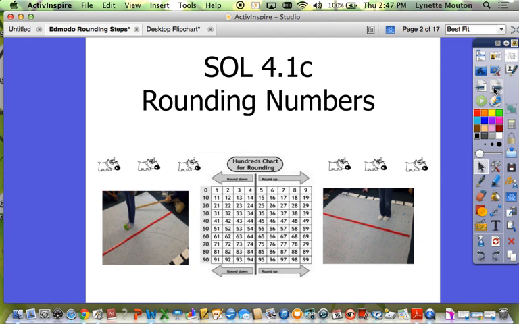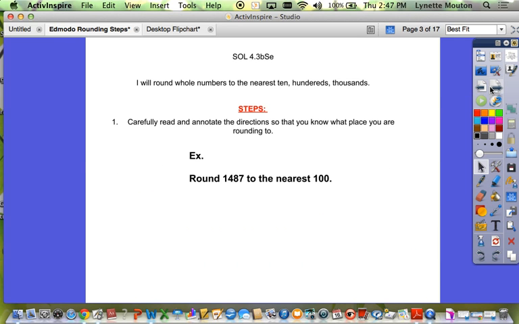All right, remember the other day we walked out our rounding on the hundreds chart. So we know all of the steps, but we're going to review them. Step 1 is to carefully read and annotate the directions so that you will know what place you are rounding to. What do you think we should highlight? Okay. All right, let's take a look and see. There we go. The number 1,487, and you could have a comma in there, ladies and gentlemen. Sorry, I didn't put my comma in. And then nearest 100. So we need to know where we are rounding to.